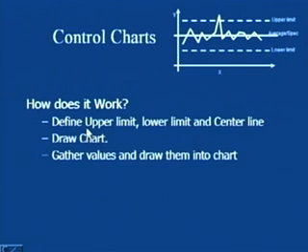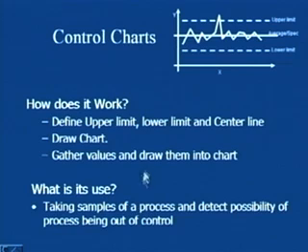How does it work? It defines the upper limit, as I already mentioned, the lower limit and the center line. The center line is a thick one, and the upper and lower limits are the dotted lines. To draw the chart means to plot the values, gather values and draw them into the chart. What is its use? Taking samples of a process and detecting the possibility of the process being out of control.